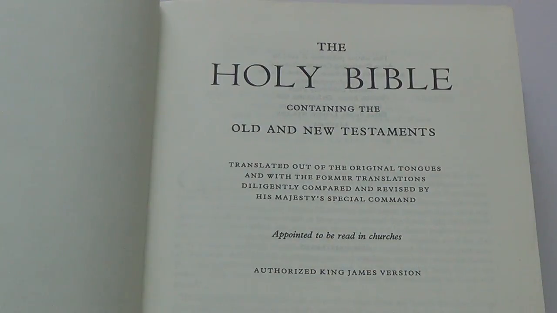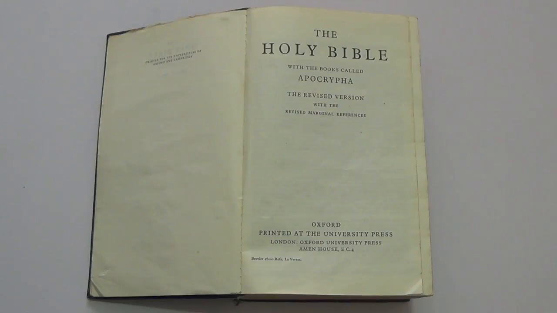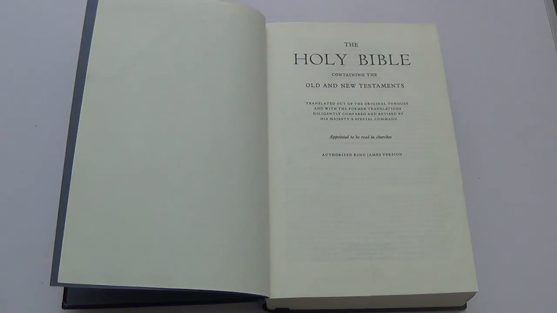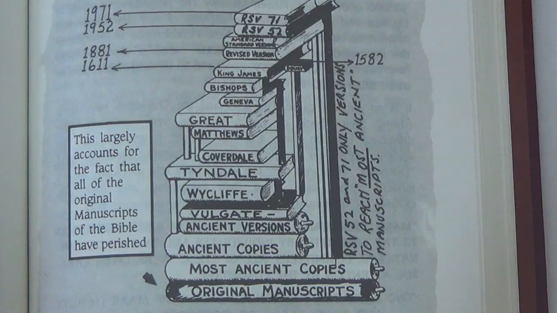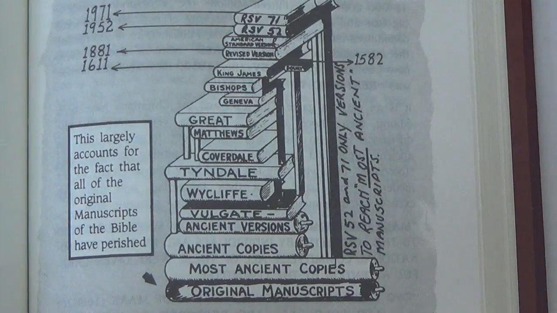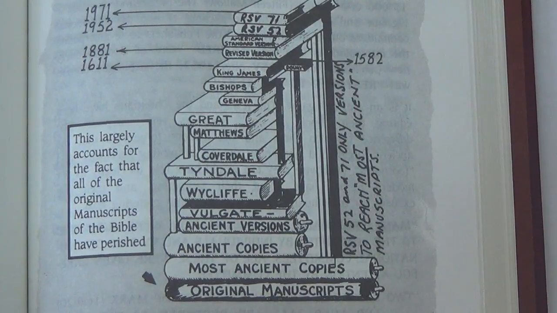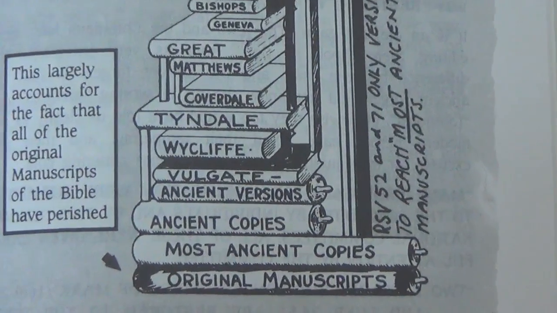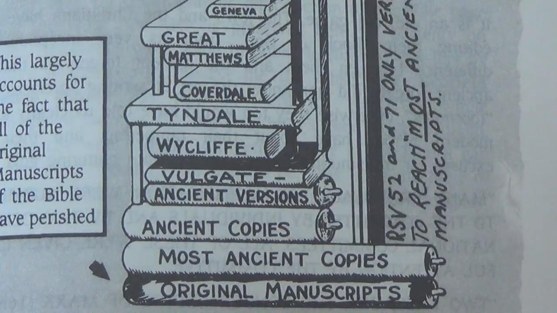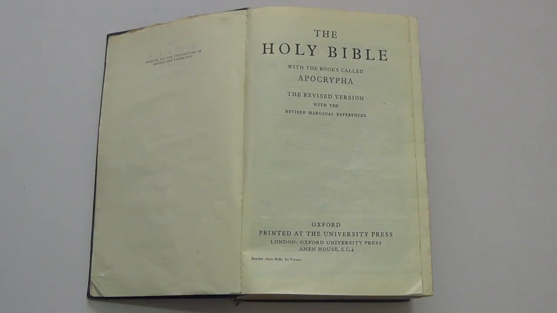Now let's compare the authorized version with the revised version. The authorized version is affectionately known by some people as the King James Version. The authorized version came out in 1611. At that time, there weren't as many manuscripts available as there are today. The revised version uses many more manuscripts which have been discovered in the last 200 years.